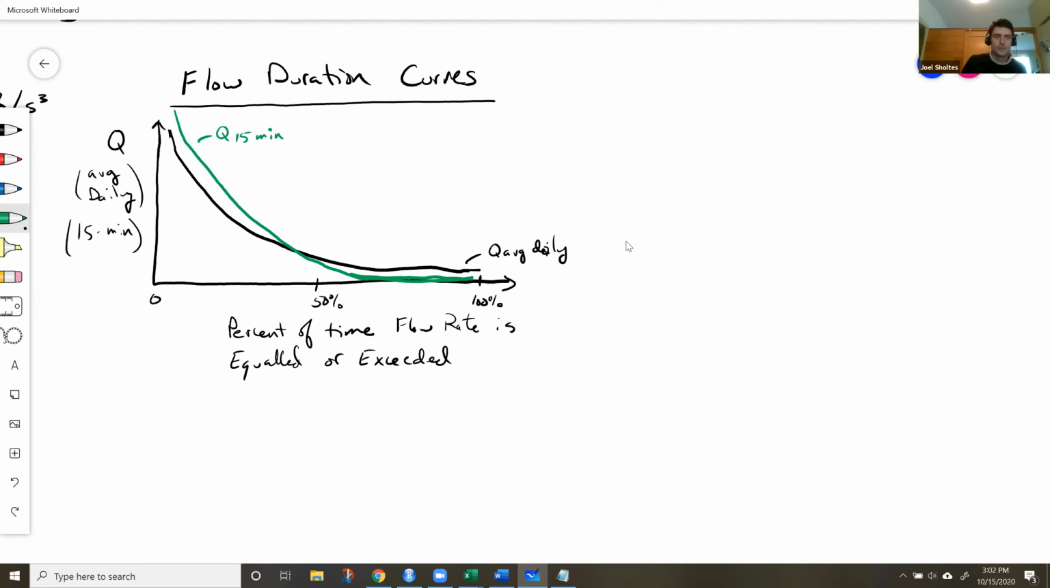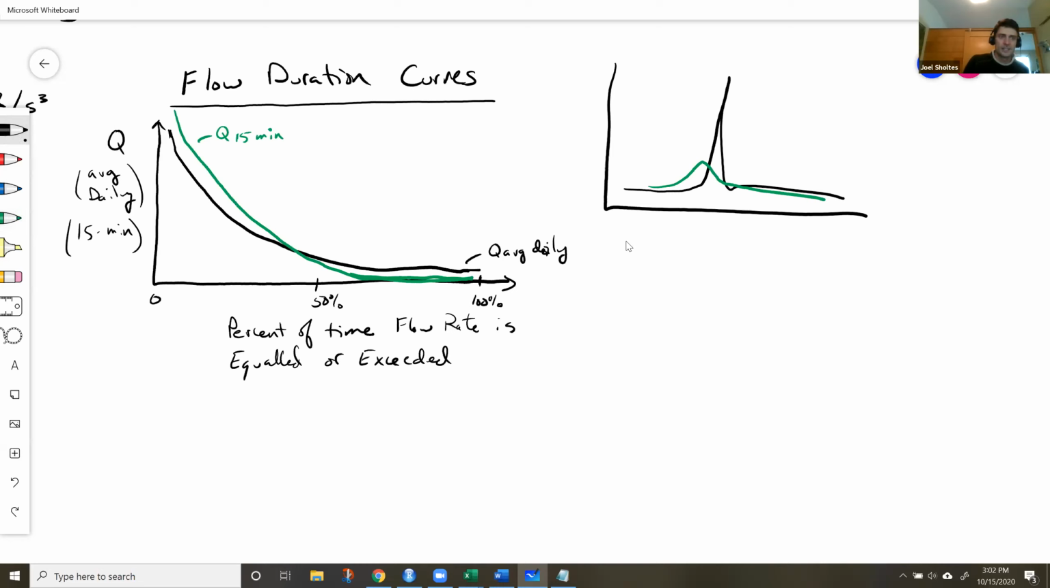Yeah, absolutely. So it's just kind of going back to that East Plum Creek hydrograph where we had the 15-minute data and the average daily data. Here's the 15-minute data, right? It kind of came up and down really quickly. And then that average daily data was something like this, right? Oh, I got my colors mixed up here. Sorry, guys.